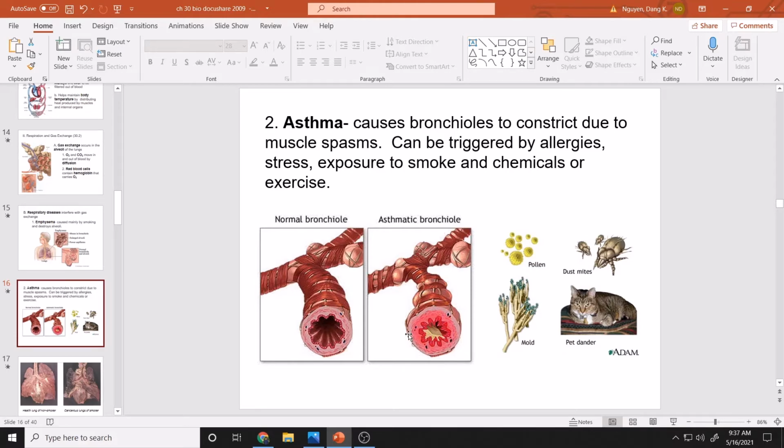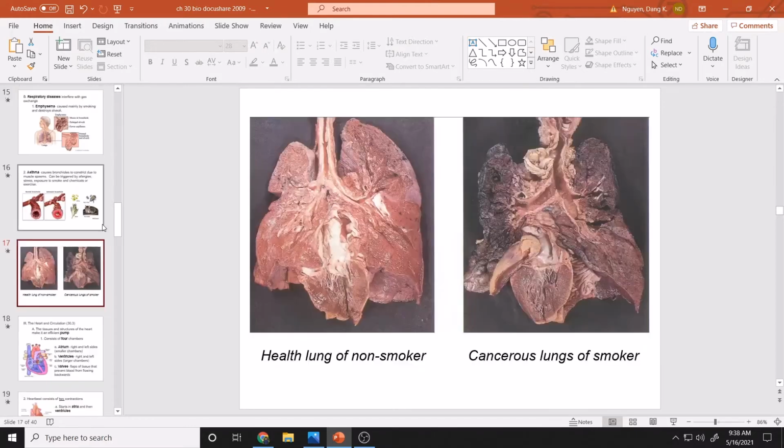Asthma just causes people to feel tired, or you can't get enough oxygen. It's probably a very suffocating feeling. Now, certain things trigger asthma, things like pollen, dust mites, mold, pet dander, and smoke or chemicals.